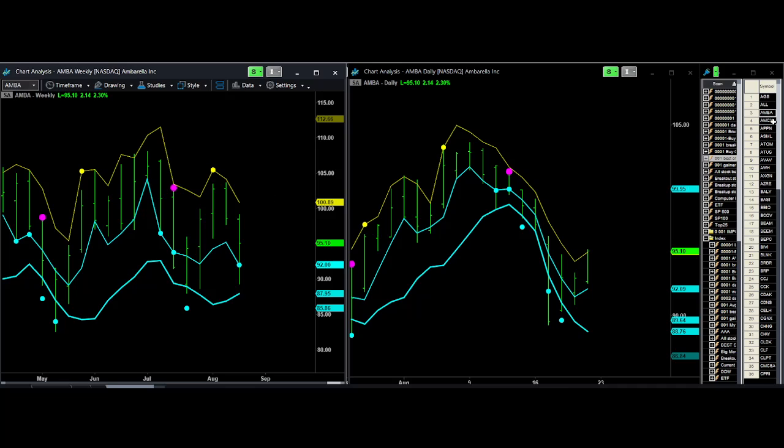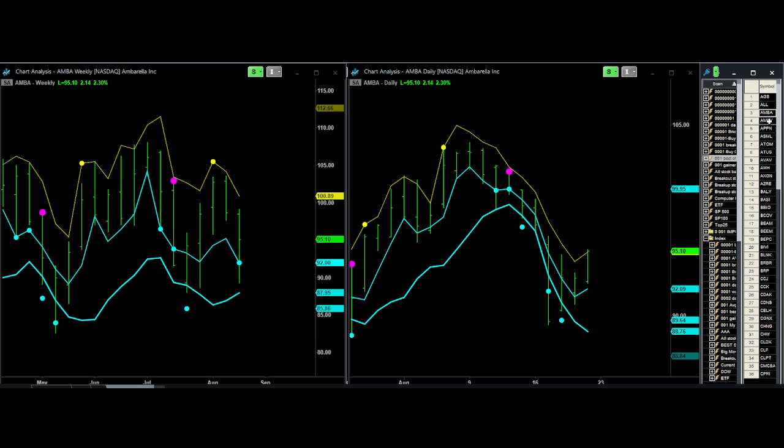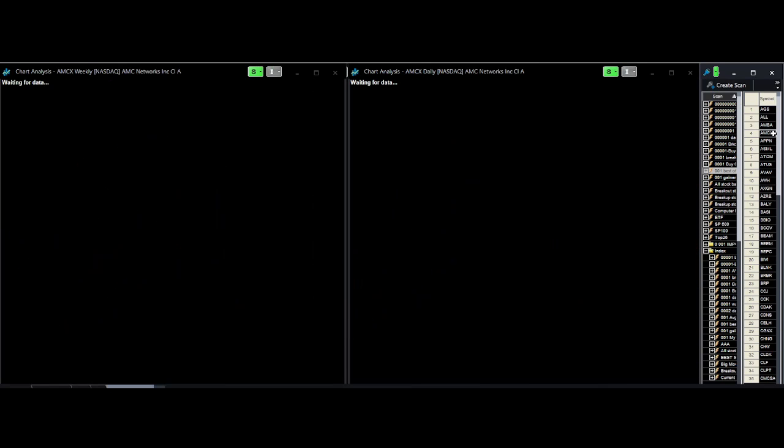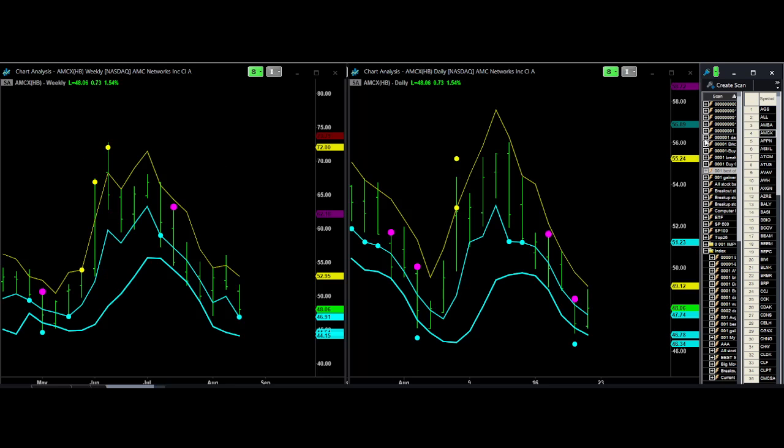So let's check another one, AMCX. So this is AMCX. This stock price is around the region of $46 to $49. So it's not very high. Its stock price is below $50, around that range.